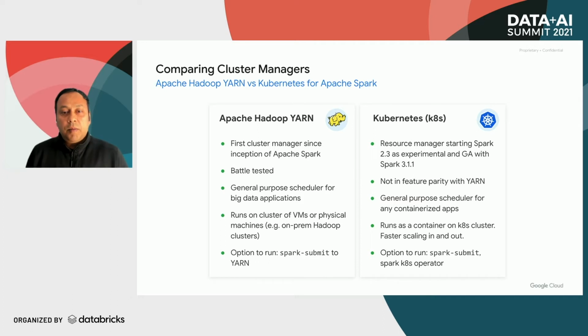So let's do a quick comparison between Yarn and Kubernetes. Kubernetes is relatively new. Yarn was supported from inception of Spark, while Kubernetes started as an experimental version from Spark 2.3 and went GA this year with Spark 3.1. In terms of features, Kubernetes is lagging a little bit, but catching up fast. Yarn is a cluster manager for all big data applications, while Kubernetes can handle any application as long as containerization makes sense. Yarn runs on VMs or physical machines, so scaling is relatively slower compared to containers.